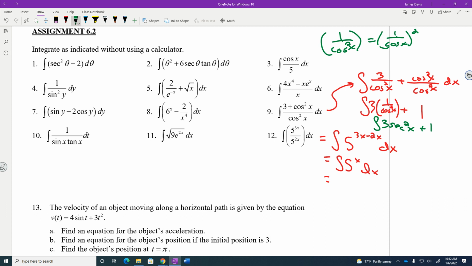And then we can do that because the derivative of tangent is secant squared, right? So this becomes 3 tan x plus x. Which you would never get from just taking the derivative of this. You would never write it like that. But unless it's, yeah.